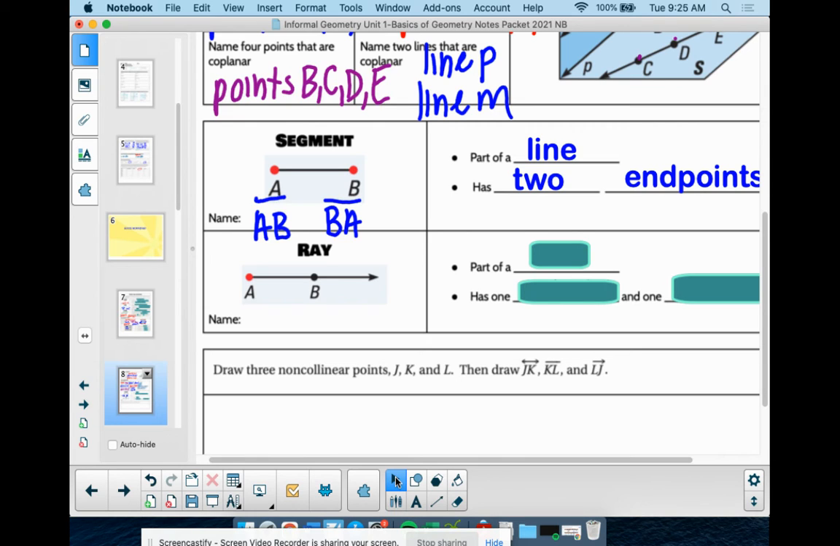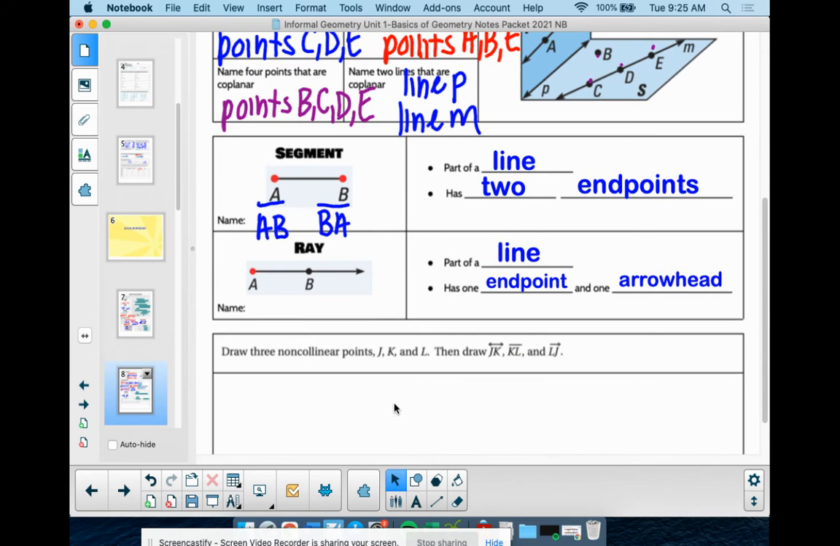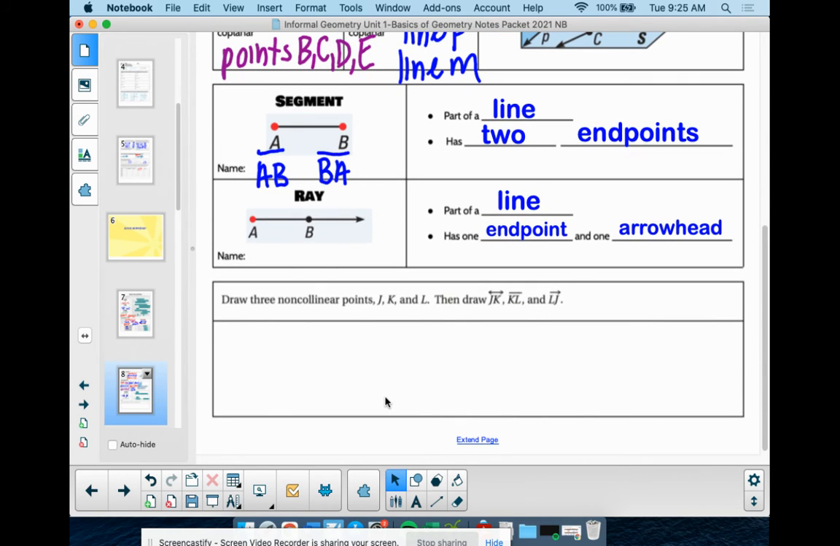And then our last figure we're going to talk about is a ray, and it's also part of a line. But we can't measure a ray because it starts and then it goes on forever and ever in the opposite direction. Because it has one endpoint and one arrowhead. It starts and then goes on forever. Kind of like little kids in the morning. They get going and then they don't stop.